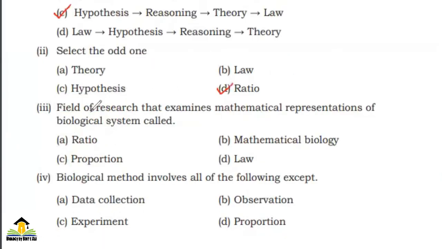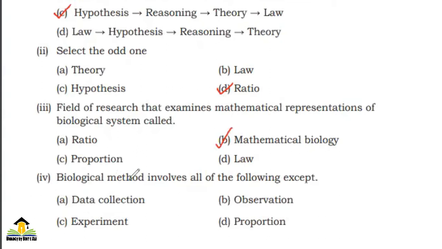MCQ number 3. The field of research that examines mathematical representation of biological systems is called A. Ratio, B. Mathematical biology, C. Proportion, D. Law. The right answer for this MCQ is B. Mathematical biology.